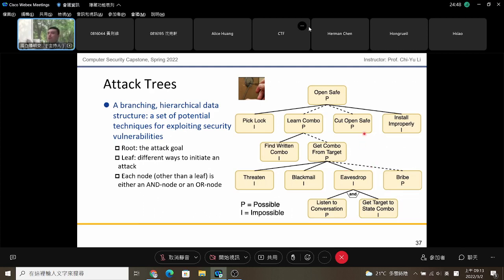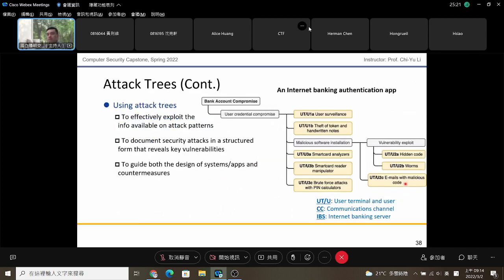For example, we need to prevent attackers from cutting the safe. We may try to keep the combo code safe, just keep the combo code to the owner himself. We should not release the combo code to some other people, for example, the secretary. So we already talked about why an attack tree is needed: we can analyze the security vulnerabilities of a target system. This is another, more complicated attack tree.